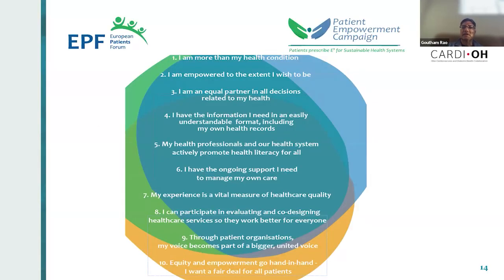Next slide. This is the European Patient Empowerment Charter. It's been around for 10 years, where in Europe they are far advanced in empowering patients. But these are the core principles that outline it. I'm more than my health condition. I'm empowered to the extent I wish to be, which is one of the most important things. I'm an equal partner. I have the information I need. My healthcare professionals in my system promote health literacy. I have support. My experience is a vital measure. I can participate in evaluating and co-designing health services so they work better for everyone.